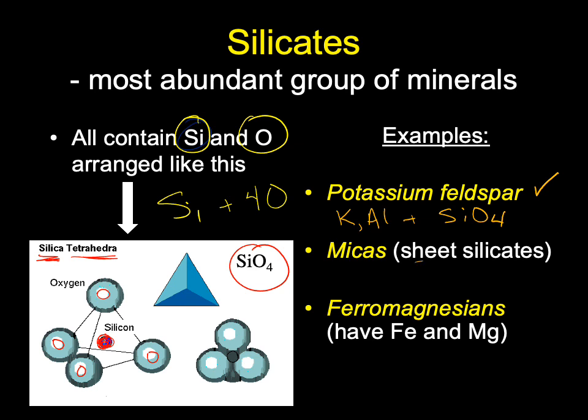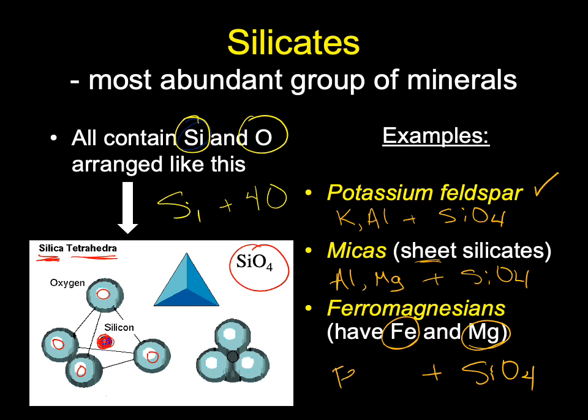Micas are a type of sheet silicate, so we need the SiO4, but we just need to add a little bit of things like aluminum and maybe magnesium, and we can make mica minerals. We also have a group of silicate minerals that we call ferromagnesians. Ferro stands for the Fe in iron, and then you also have the magnesium. So if we have the silica tetrahedron and we just add a little bit of iron or magnesium to our recipe, now we can make ferromagnesian silicates.